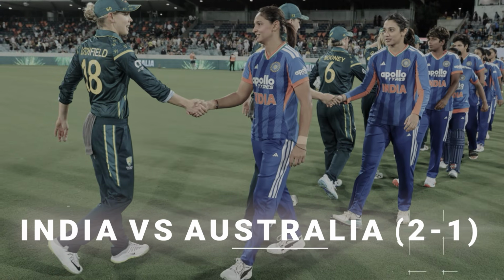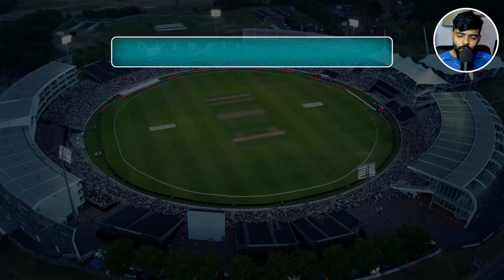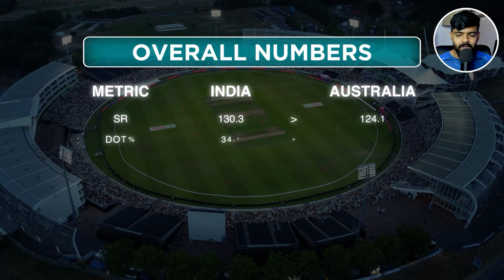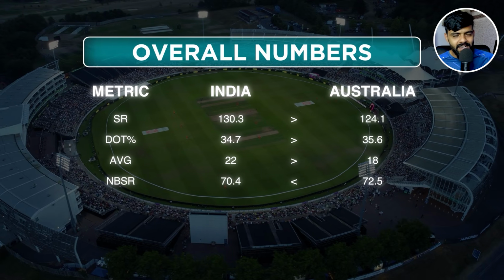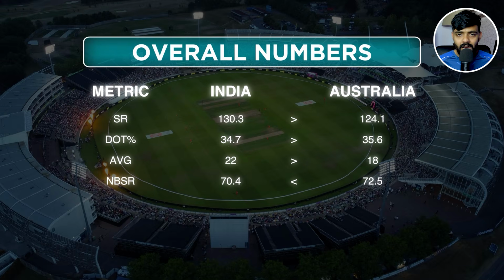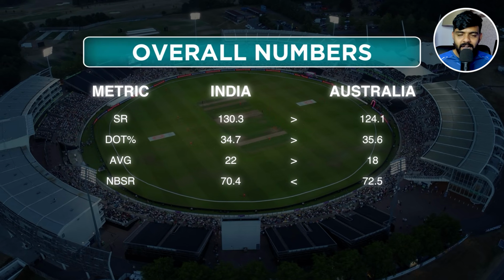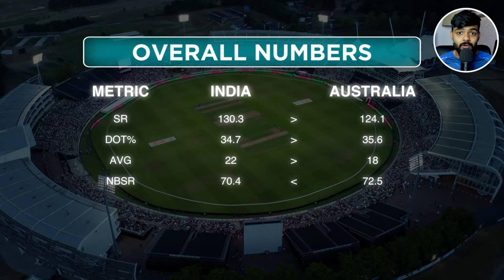Let's start off with the first series that we played this year, which was against Australia and which we won 2-1. When you look at the overall numbers, this is where the running between wickets argument becomes a little more interesting. Because when you look at the strike rate, the averages and the dot ball percentages, the Indian team are better than the Australian team. They were better throughout the series, except for one metric, and that's the non-boundary strike rate.